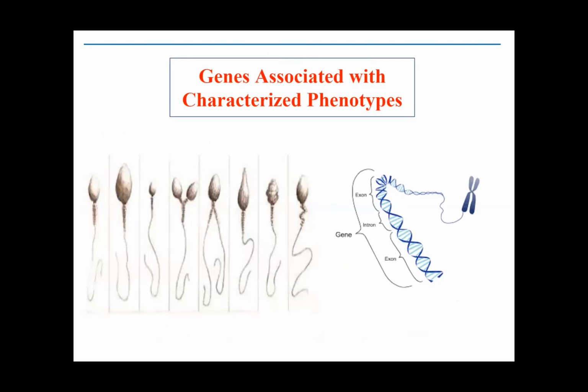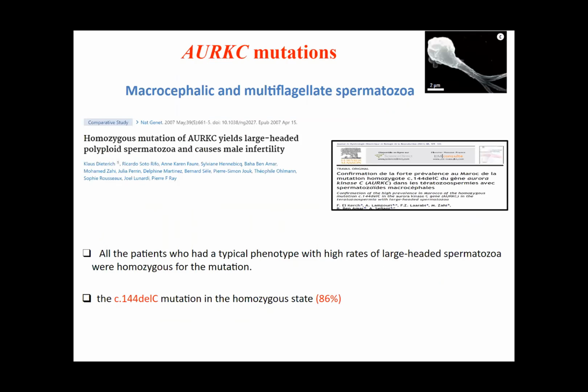Now we'll talk about genes associated with a characterized phenotype found in spermatocytogram. The first example is the AURKC mutation associated with macrocephalic and multiflagellate spermatozoa. All the patients who had a typical phenotype with higher rates of large-headed spermatozoa were homozygous for this mutation, and this mutation was found in homozygous state in 86%.